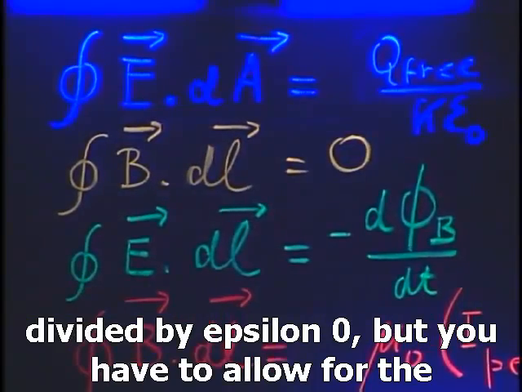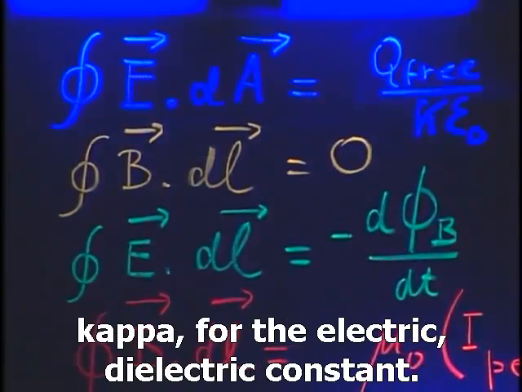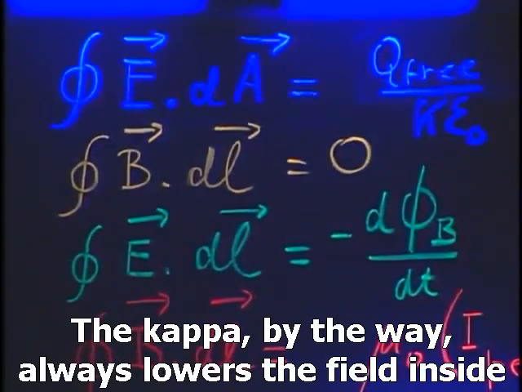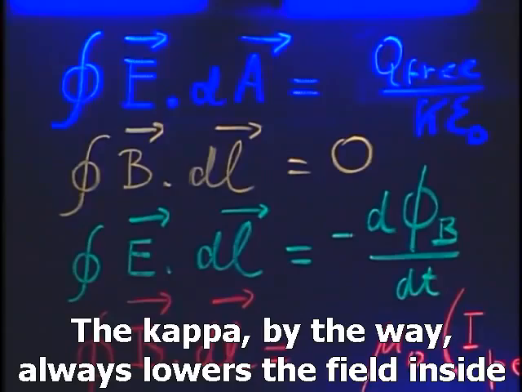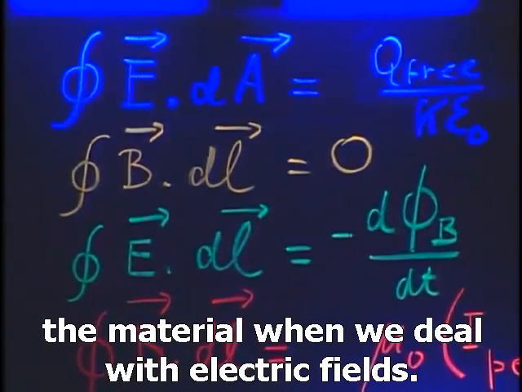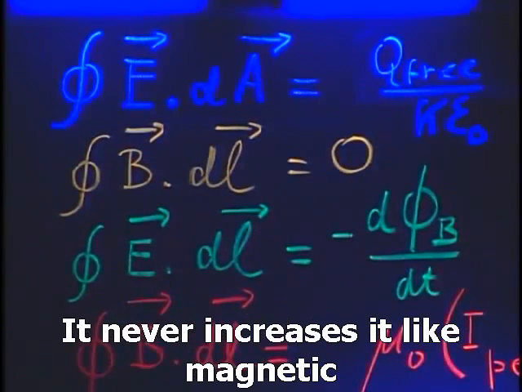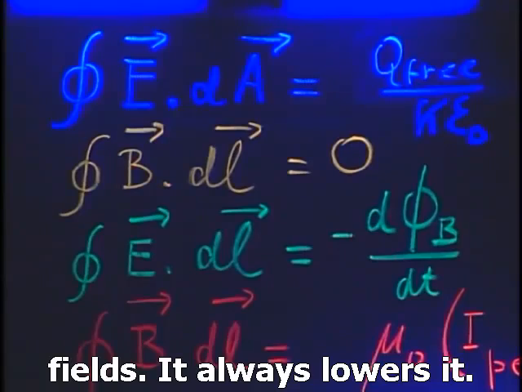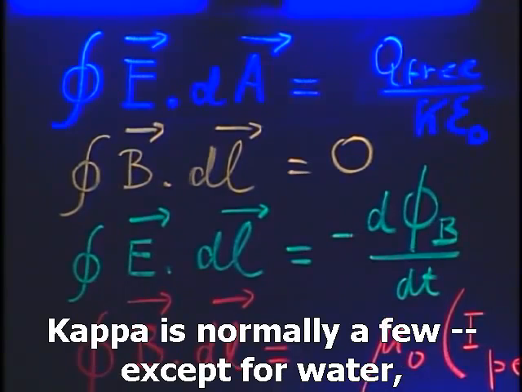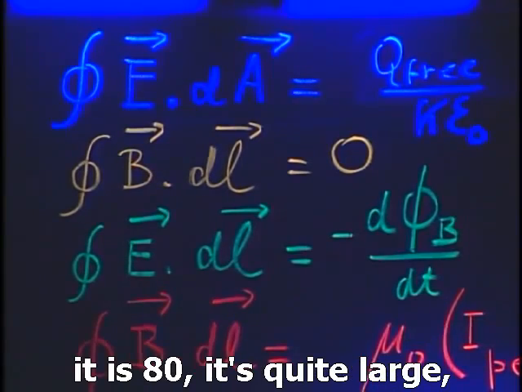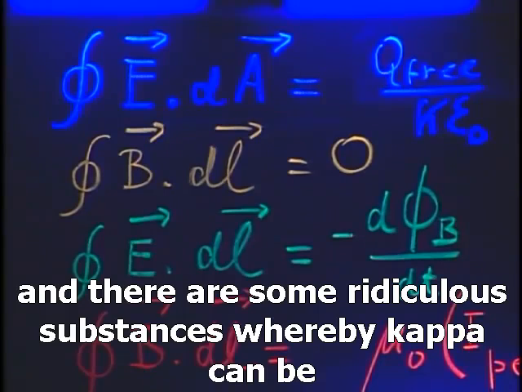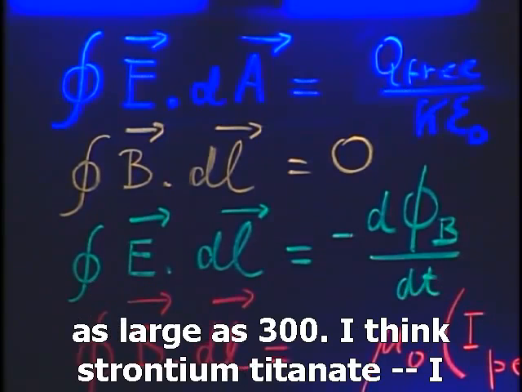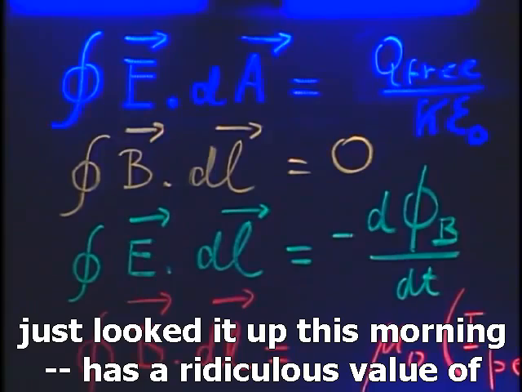dielectric constant. The kappa, by the way, always lowers the field inside the material when we deal with electric fields. It never increases it like magnetic fields. It always lowers it. Kappa is normally a few, except for water, it is 80. It's quite large. And there are some ridiculous substances whereby kappa can be as large as 300. I think strontium titanate, I just looked it up this morning, has a ridiculous value of kappa of 300. So that's Gauss' law. Nothing's going to change there, as far as I can see.